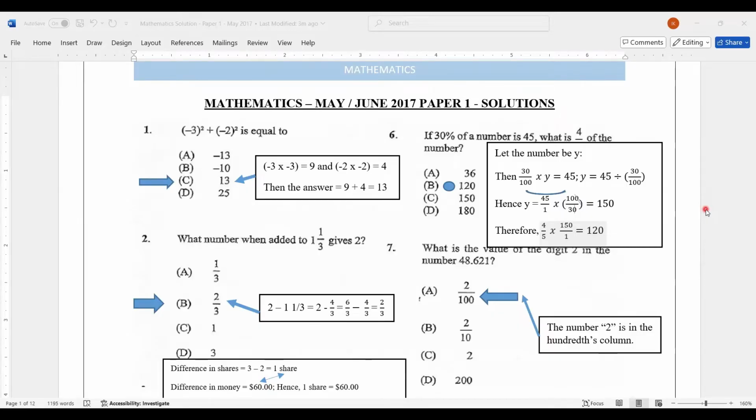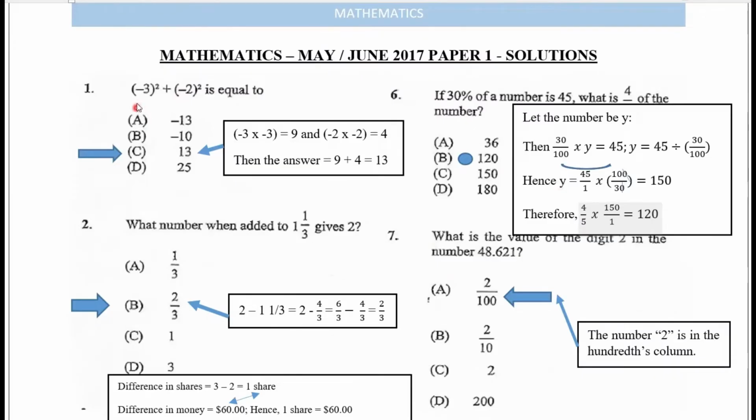at a multiple choice CSEC Maths paper. As you all can see, it's May/June 2017, Paper 1. Okay, so we are going to start off with question 1, and we are seeing here -3 squared add -2 squared.